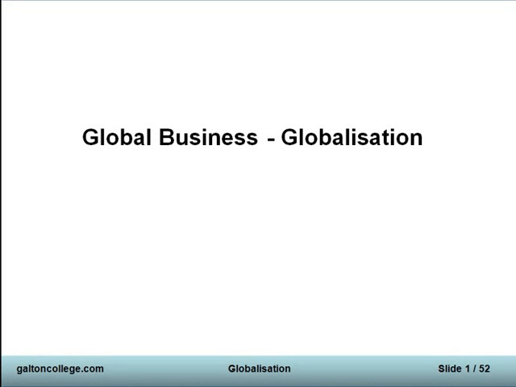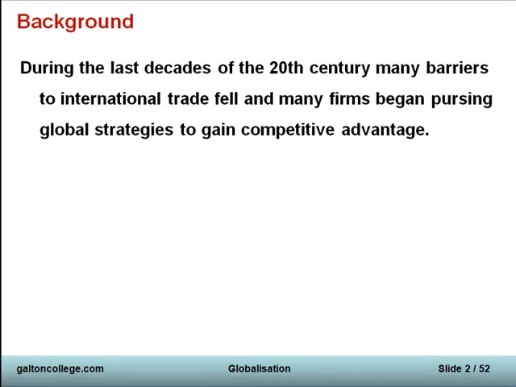In this class we will look at global business and the whole phenomenon of globalisation. However, before we start looking at the implications and what it means, it's worth remembering that global business has been around probably for many centuries. In fact, we've traded for the last millennia across national boundaries. But in the last probably 20 or 30 years, the phenomenon has really taken off.